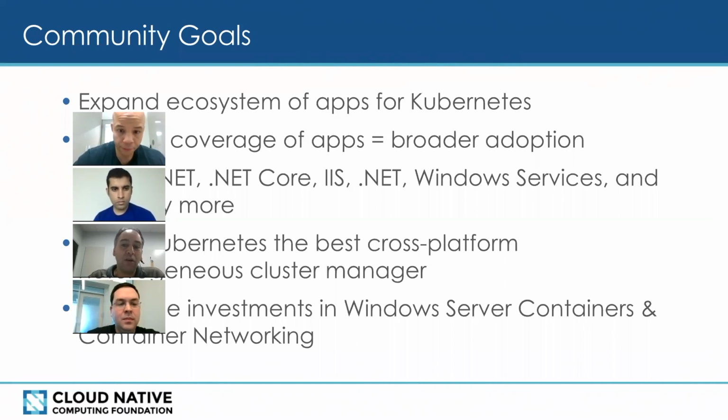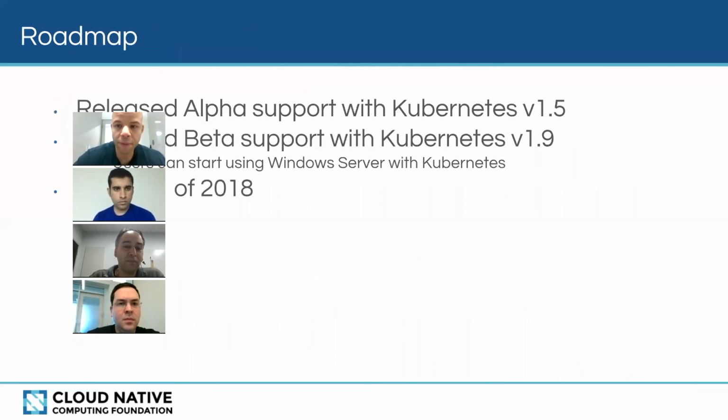All of that work obviously would not be possible without the hard effort from Microsoft in investments into Windows Server containers, container networking, and other features that enable us to get here so far. From a timeline perspective, we released alpha support with Kubernetes version 1.5 last December. And then 1 year later with 1.9, we released beta support.